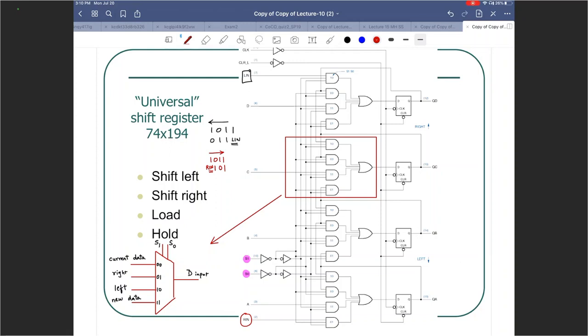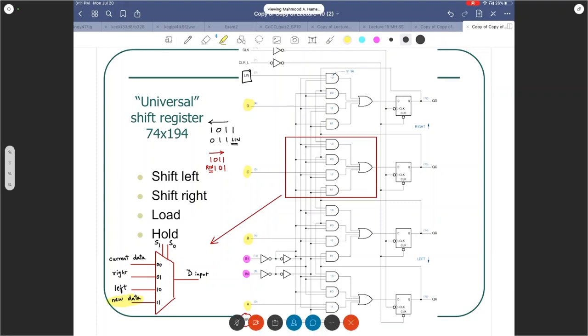A, B, C, D are essentially used to provide the 4-bit in parallel, right? That's for the parallel load. We saw new data coming in. That's what it is used for. I believe that is an exhaustive discussion on the 74X194.